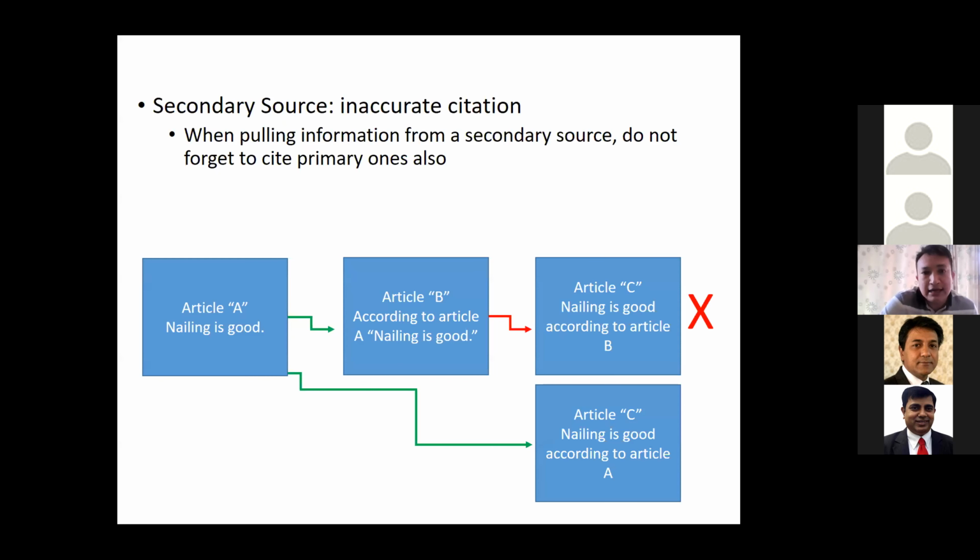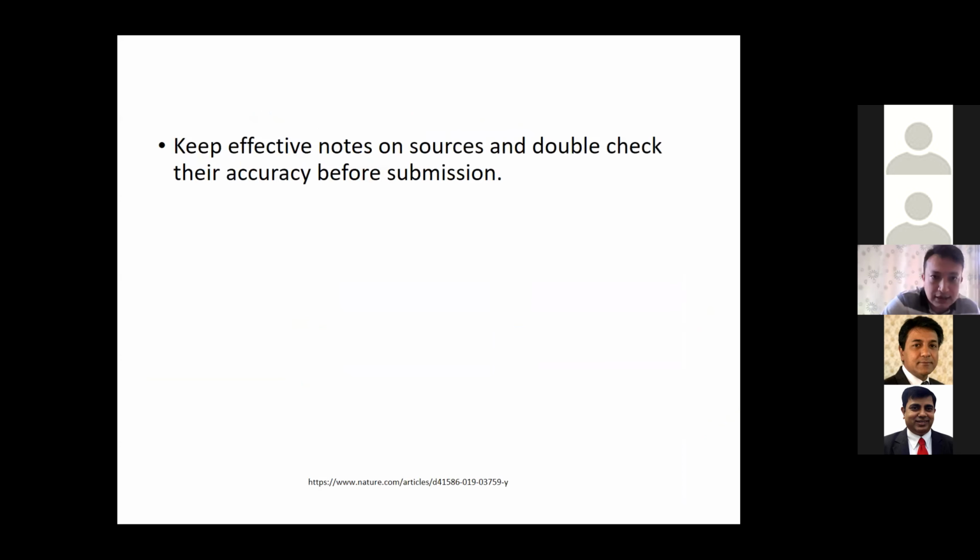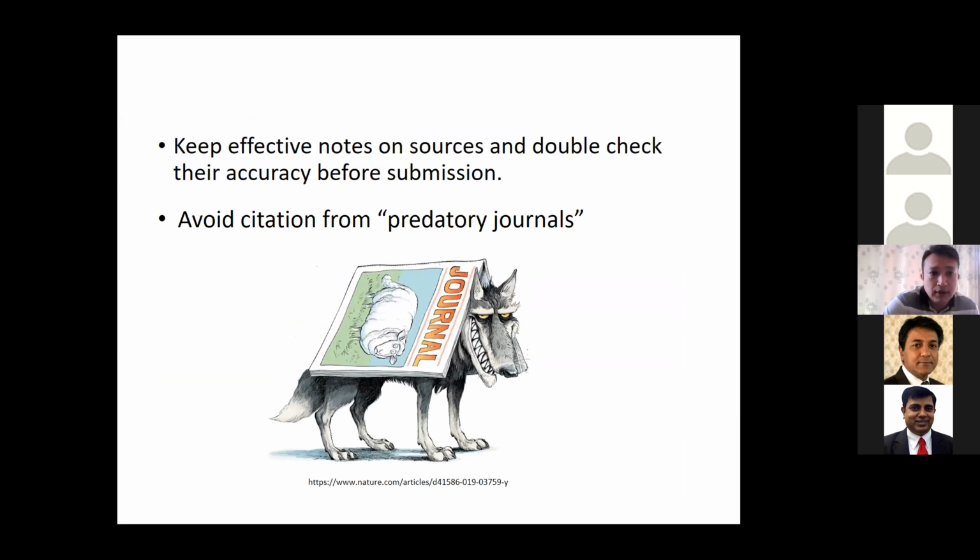So besides citing article B, which is the secondary source, article C also must cite the primary source, which is article A. So this is the right way of citing, because from most systematic reviews or meta-analyses, we take the conclusion. But if you are taking the information from the primary source, it's not enough to cite only the meta-analysis. You have to also cite the primary article. And you have to keep effective notes on the sources and double check their accuracy before the submission.